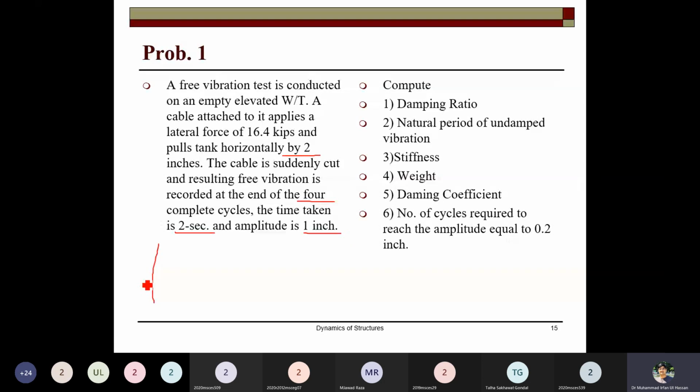So you can say that the free vibration test is conducted on the empty tank and it has 4 vibration cycles. Initially it was 2 inches, here it is 1 inch, and there are 4 cycles and 2 seconds of time was needed.